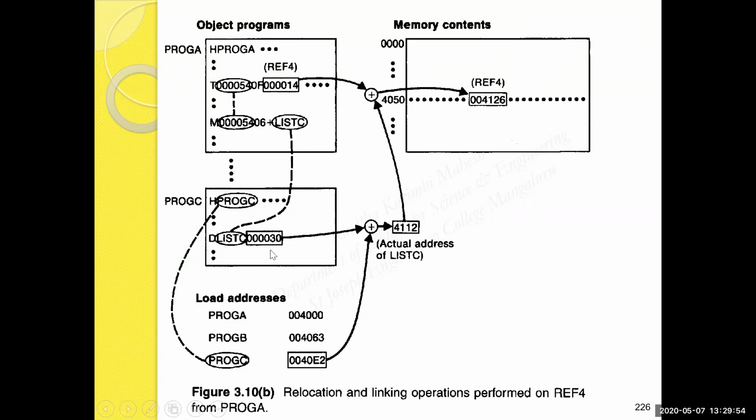From the object program for list C, the relative value for list C is 30, and its actual value is estimated by adding the starting address for program C, which is 30 plus 4082. So the actual value for list C is 4112. So 4112 should be added at the address 54 plus the starting address for program, that is 4054. So initially it had the value 0014. Now when we add the value of list C, that is 4112, the value loaded into the location 4054 is 4126. So this is an example of how the linking and the loading takes place, specifically for reference 4 in program A.